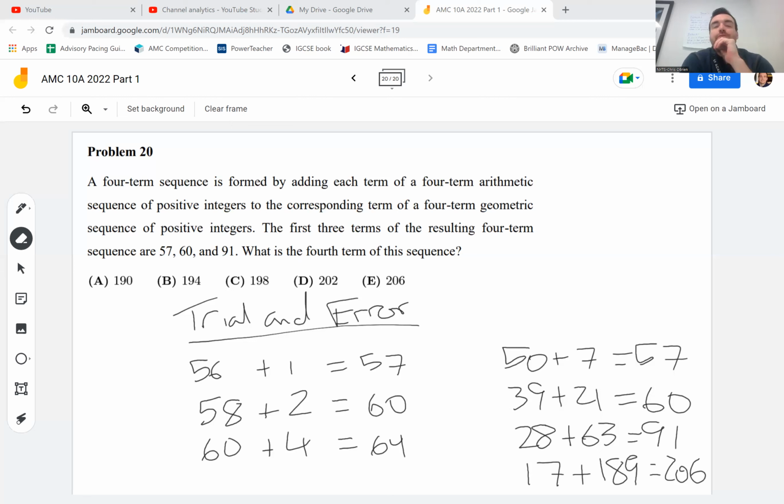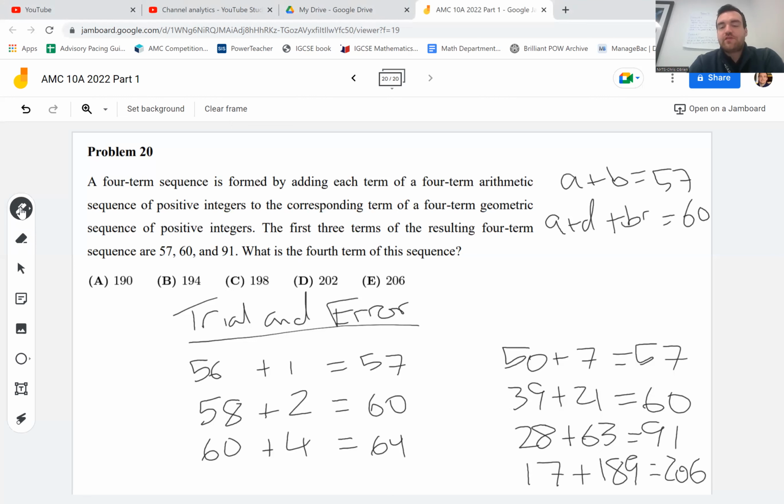So I tried for quite a long time to solve this algebraically. The problem with solving it algebraically is that there are four variables, because you would have a plus b equals 57, a and b being the first terms of the arithmetic and geometric sequences respectively, right? Then the next term for the arithmetic would be a plus d. The next term for the geometric would be br equals 60, and br squared equals 91.